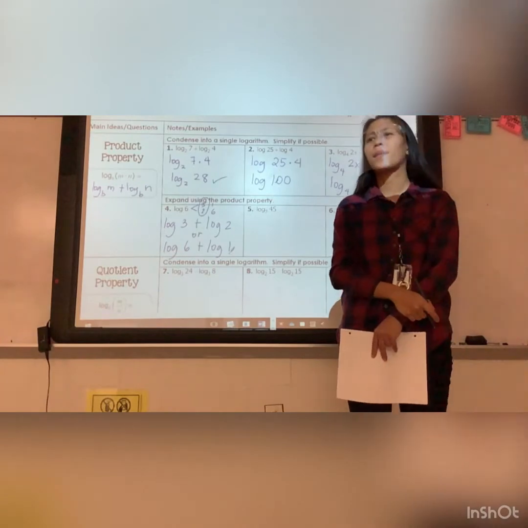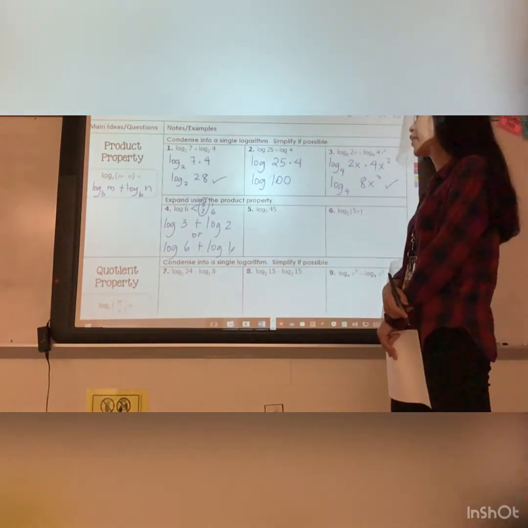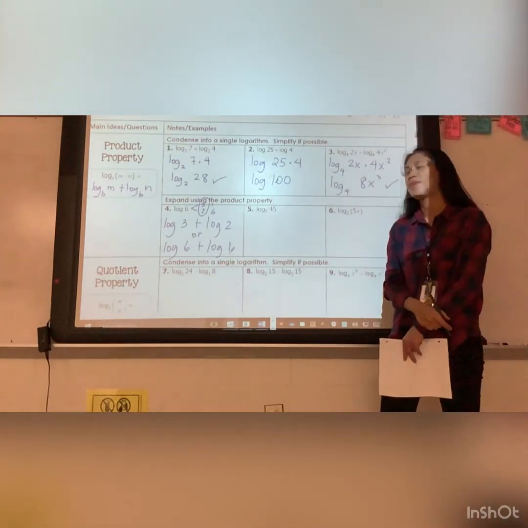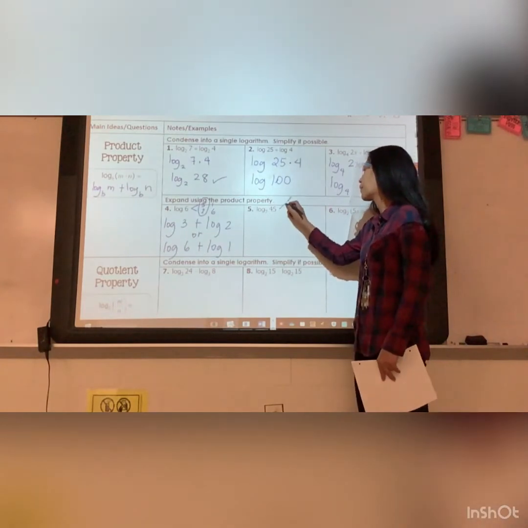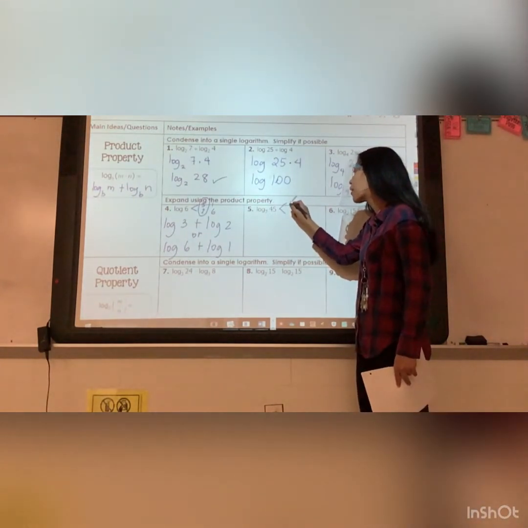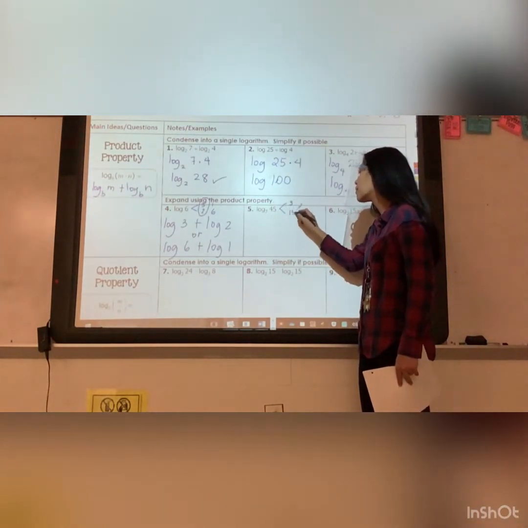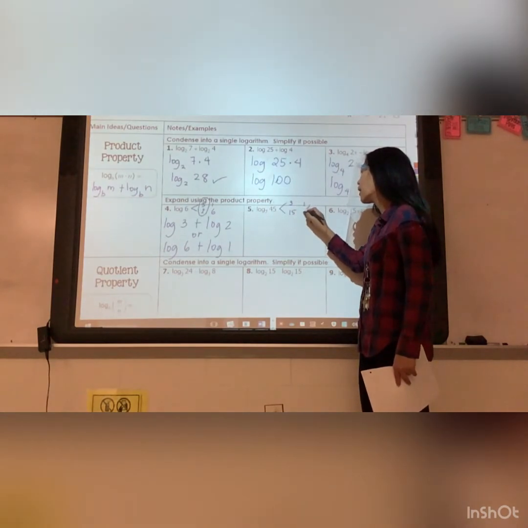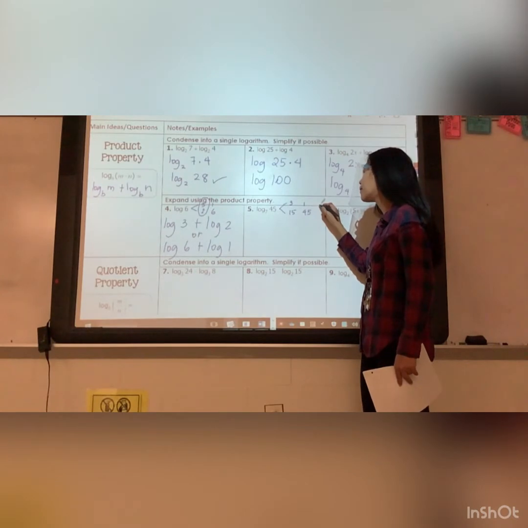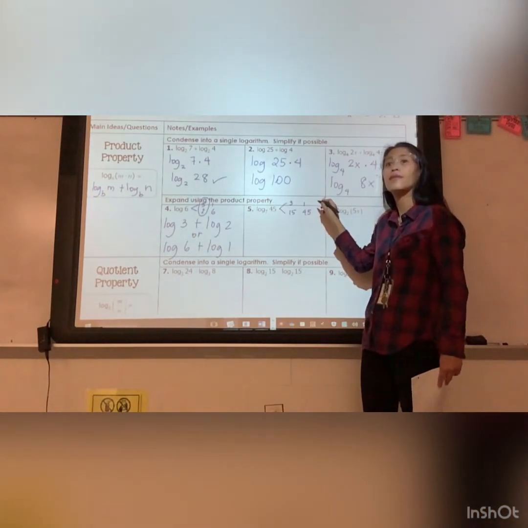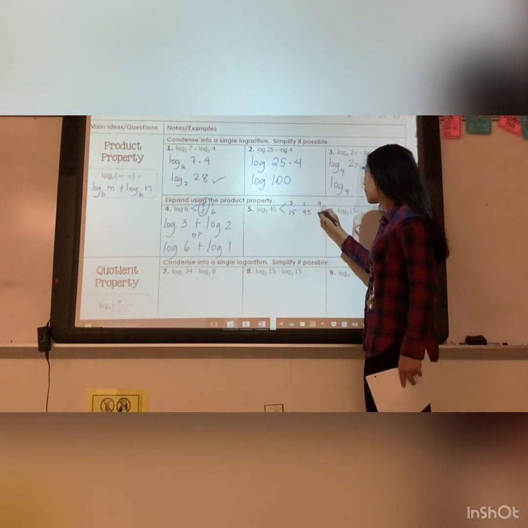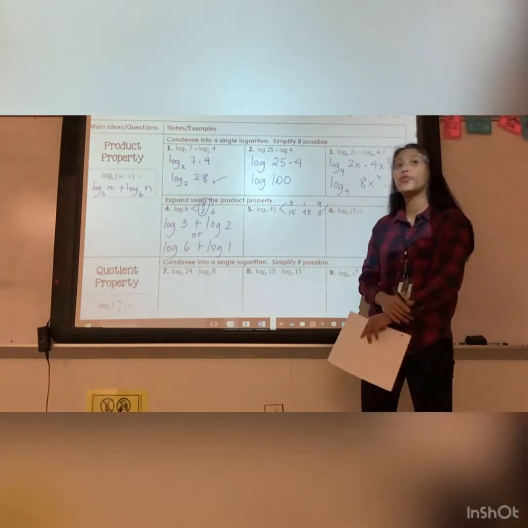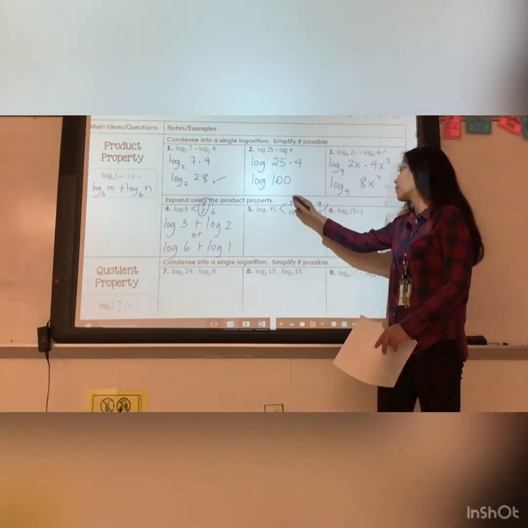Number 5. Can you please give me factors of 45? 1 and 45. 3 and 15. What else? 9 and 5. Yep. Which one do you want us to use? 3 and 15. Okay, let's use this.